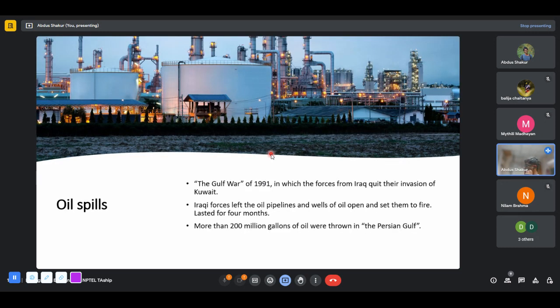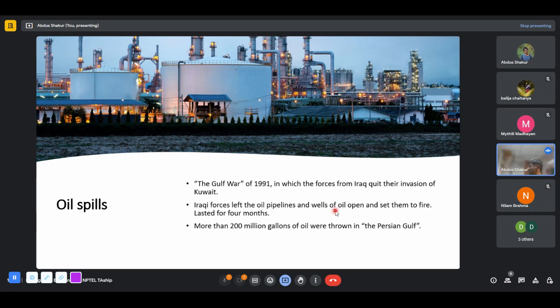So let's talk about oil spills. How does this happen? Take the example of a terrestrial oil spill in 1991, when the Gulf War was being fought between Iraq and Kuwait, where Iraqi forces invaded Kuwait. When the Iraqi forces decided to leave Kuwait, since Kuwait is in the Middle Eastern region where there are a lot of crude oil reserves, they had wells from which they were extracting oil. What the Iraqi forces did was leave the oil pipelines open and set them on fire, because they wanted to do as much damage as they could to the enemy.